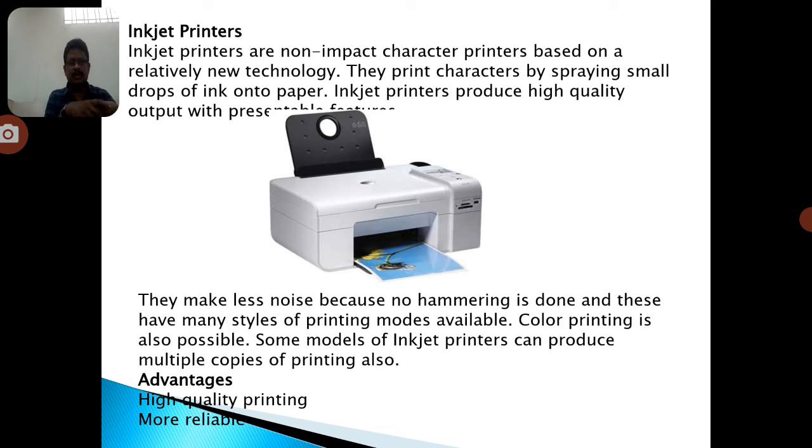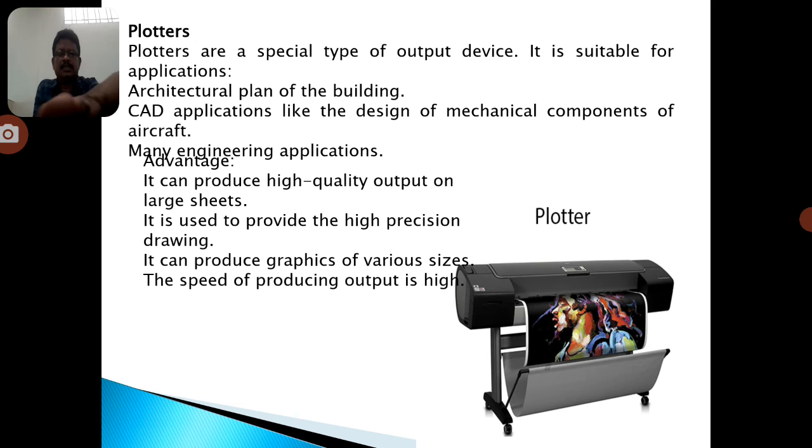The advantages here are that it maintains high quality processing and it is more reliable. The inkjet printer is more reliable, and it can print multiple copies, one by one, using this particular inkjet printer.